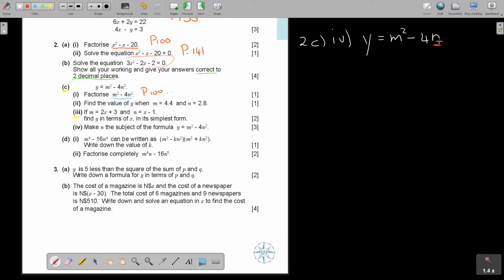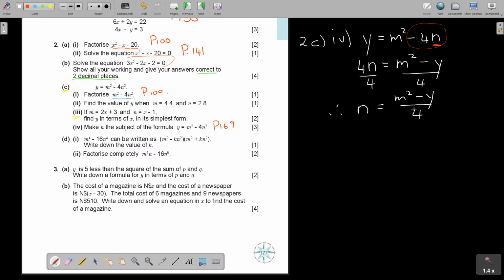Make n. Okay, now what I usually say with subject of the formula, and I want to say if you still struggle with that, you can go to page 169. Because this term is negative, I take it over, then it becomes positive. So it's 4n equals m squared. Bring this one over, negative y. If it was positive, I would have left it on the side. But because it's negative, I'm taking it over. And then I just divide by 4. So therefore, n equals m squared minus y over 4. Which can also be m squared over 4 minus y over 4.